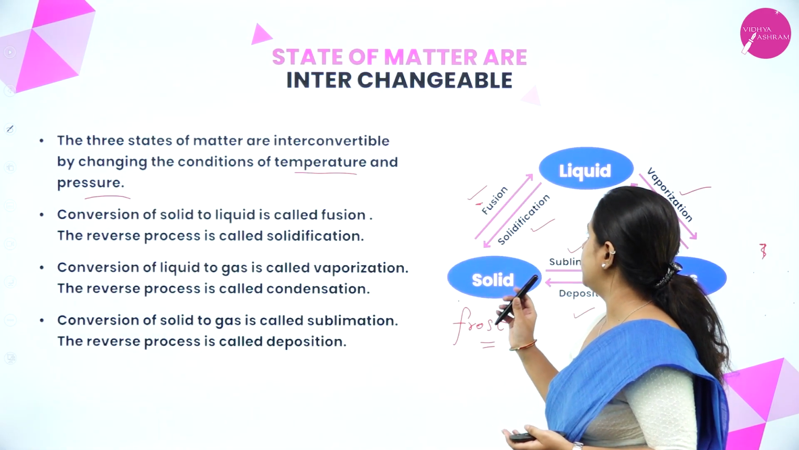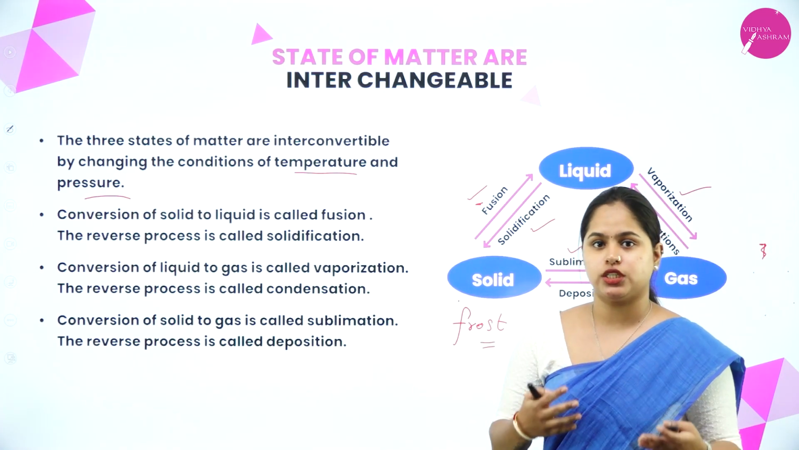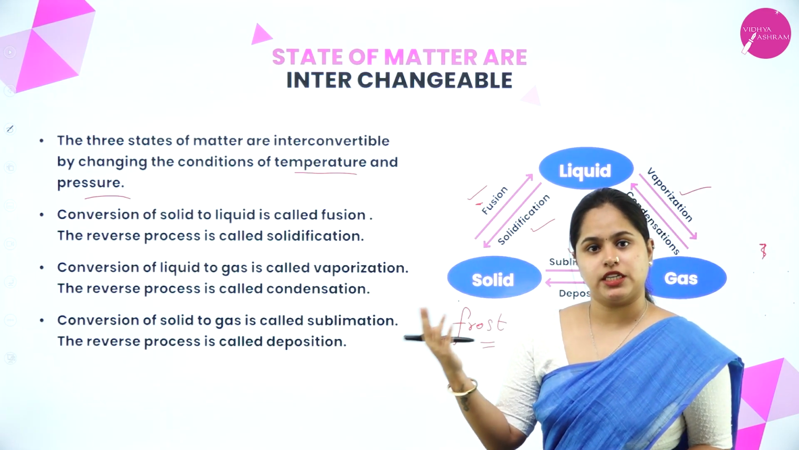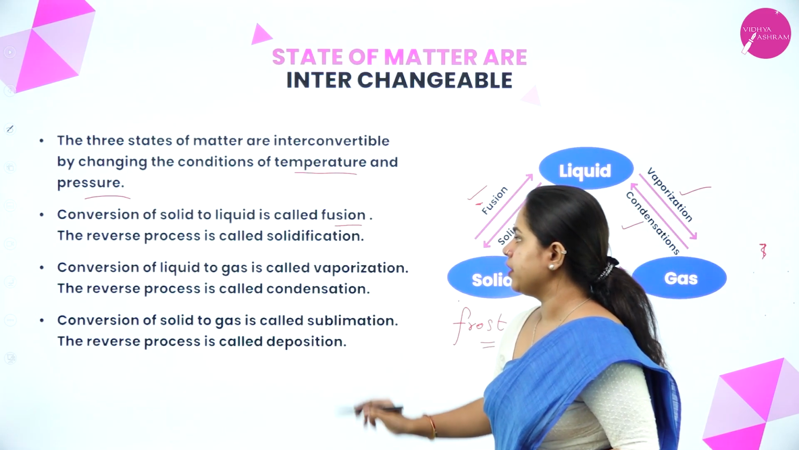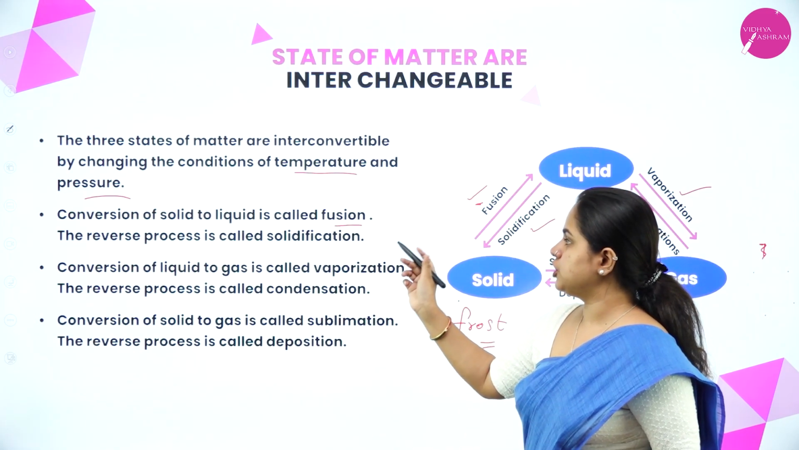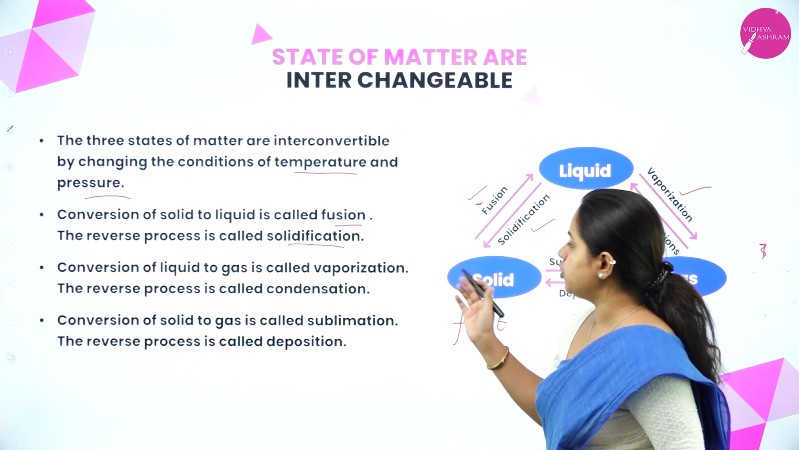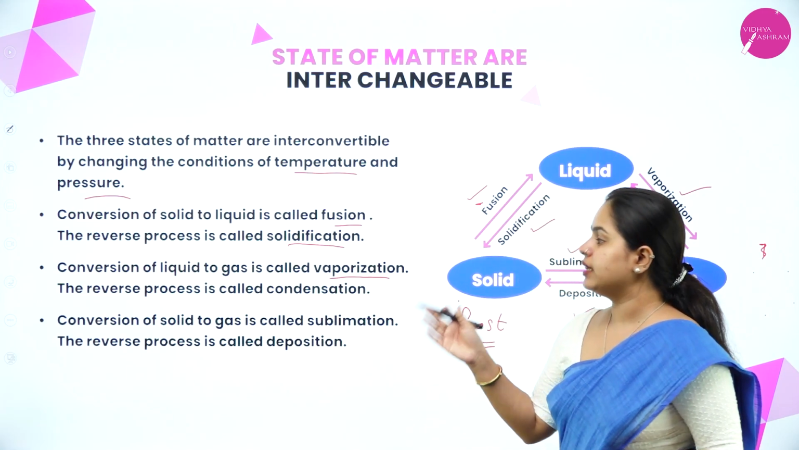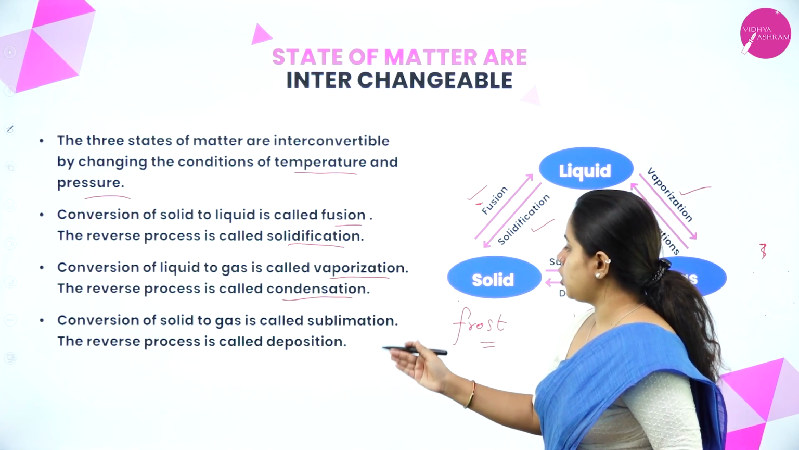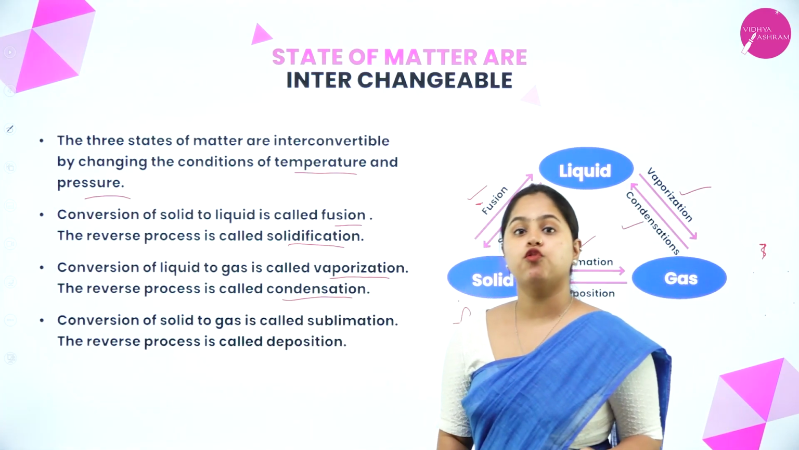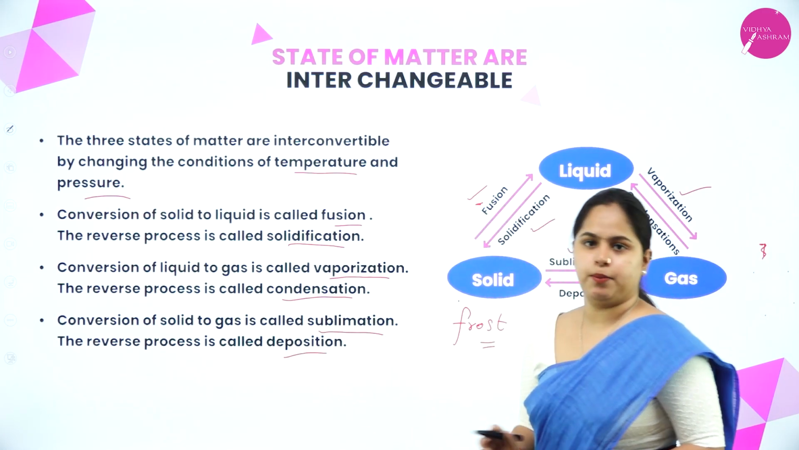You are able to convert these three states of matter, that is solid, liquid and gas, into each other by changing the conditions of temperature and pressure. The conversion of solid to liquid is called fusion, and the reverse process, liquid to solid, is called solidification. The conversion of liquid to gas is called vaporization, and the reverse process is called condensation. The conversion of solid to gas, where there won't be a liquid state, is called sublimation, and the reverse process is called deposition.